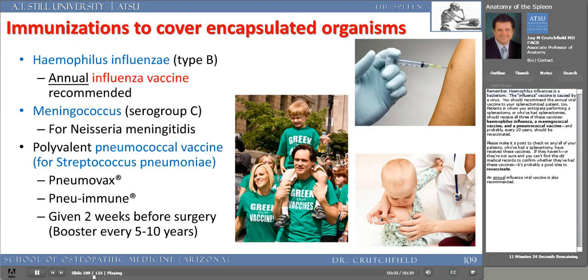Patients in whom you anticipate performing a splenectomy or who've had splenectomies should receive all 3 of these vaccines: Haemophilus influenza, a meningococcal vaccine, and a pneumococcal vaccine, and probably every 10 years should be revaccinated. Please make it a point to check that all of your patients who present who've had splenectomies have had these 3 vaccines, and if they haven't, or they don't think they have, or you can't find the old records indicating that they've had these vaccines, it's probably a good idea to revaccinate them.